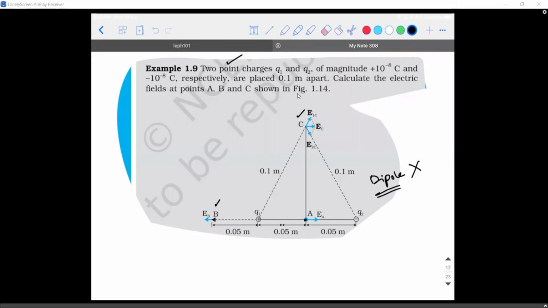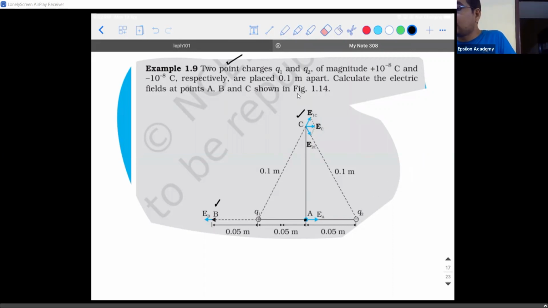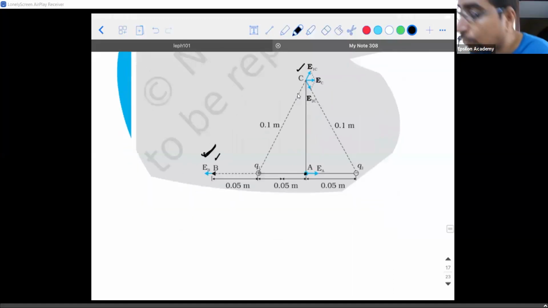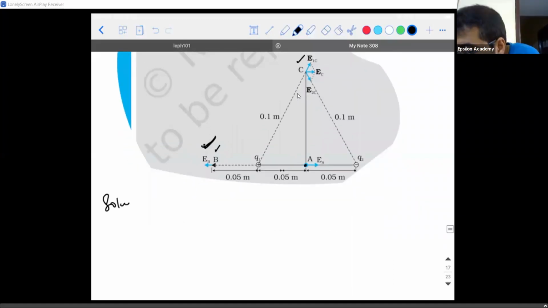Right? So this cannot be treated as a dipole, and if you treat it as a dipole and try to find the answer using the axial point formula, you will not get the answer, because the axial point formula is derived using approximation. Okay, so have this in your mind. It is not a dipole. So the solution for this problem is very simple.